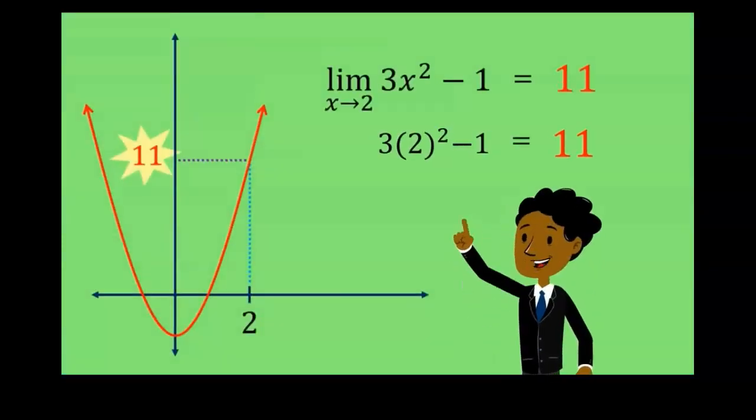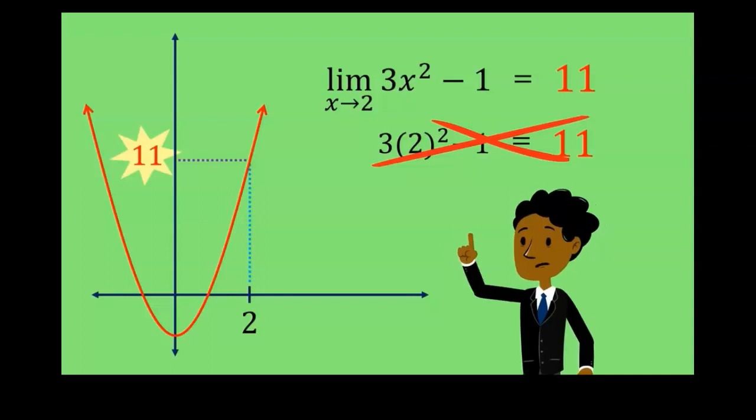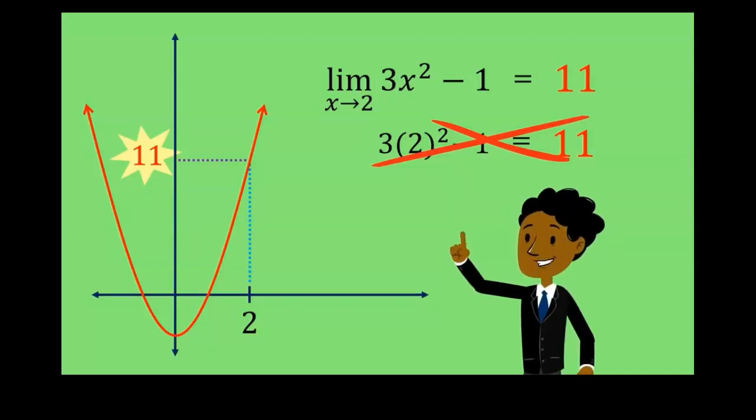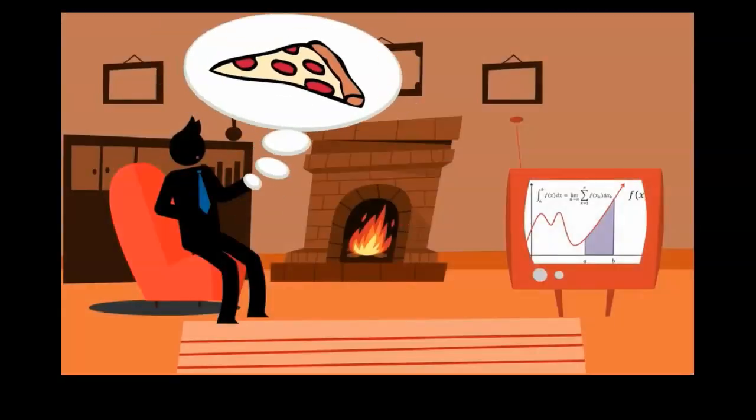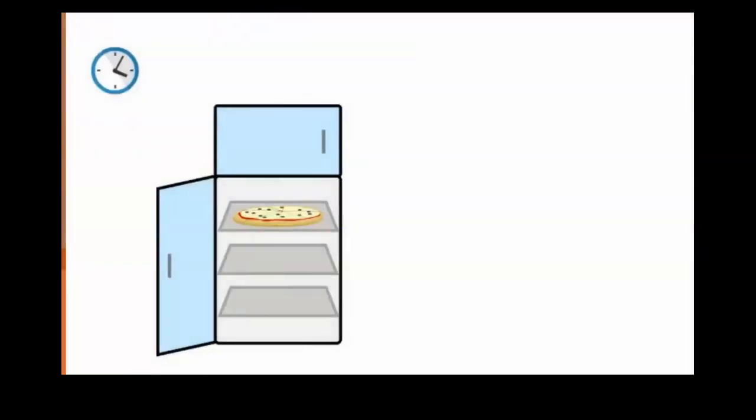But the focus with the limit should be on what value it's approaching, and there are some functions where you simply can't plug in a number to find the limit. In other words, they are not always the same. Let's cover this by going back to our pizza analogy. Like before, you've been struck with a craving for pizza. So you are headed towards the fridge for a quick snack.